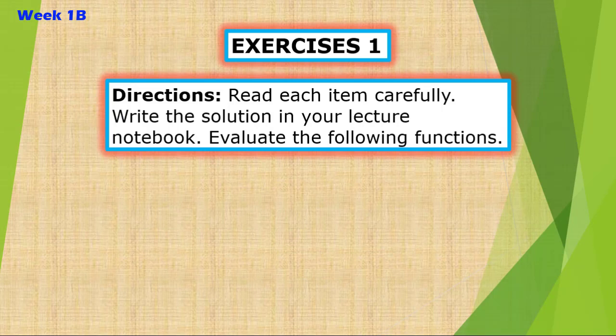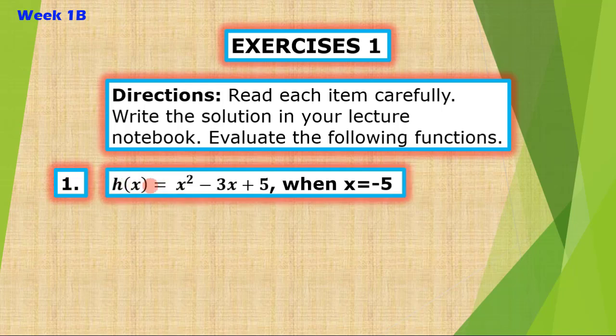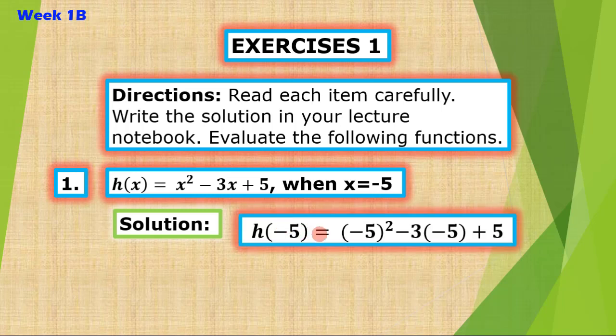Exercises 1. Directions: Read each item carefully and write the solution in your lecture notebook. Evaluate the following functions. Number 1, we have h of x equals x squared minus 3x plus 5 when x equals negative 5. So we have to get h of negative 5, which is equal to (negative 5) squared minus 3 times negative 5 plus 5. What we did is just substitute x equals negative 5 to all x's in this given function.